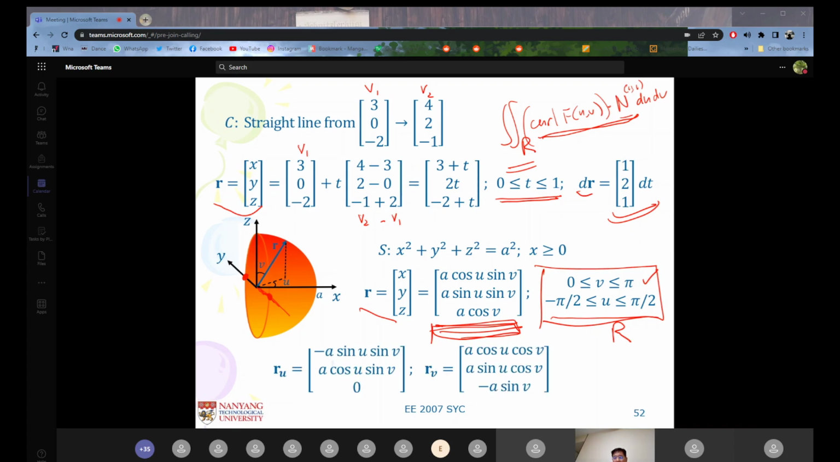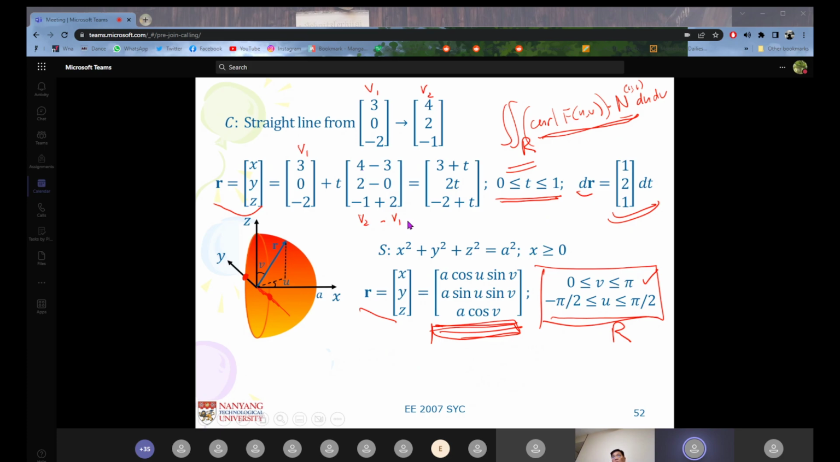It's always 0 to 1 if you parameterize as V1 plus t times V2 minus V1. The alternative is to parameterize as V2 plus t times V1 minus V2, then t will change from 1 to 0. So this is the problem if you don't attend my tutorial and now you ask me to go over it again. You can verify with your classmates. I'm sure they will agree that I've gone through it in the tutorial.